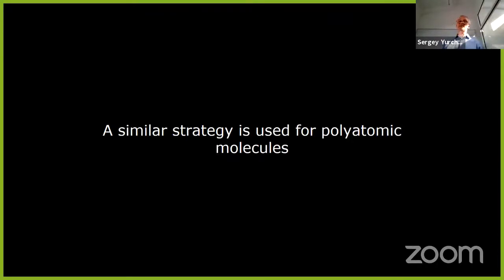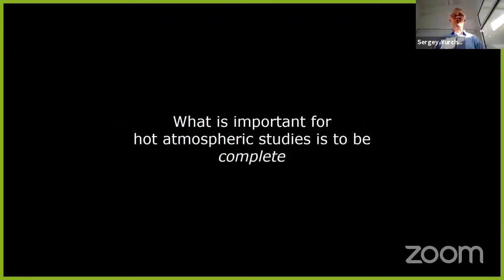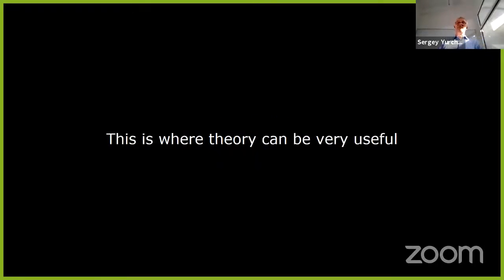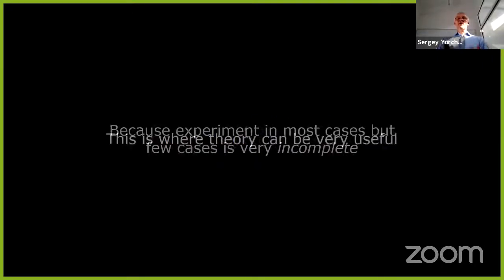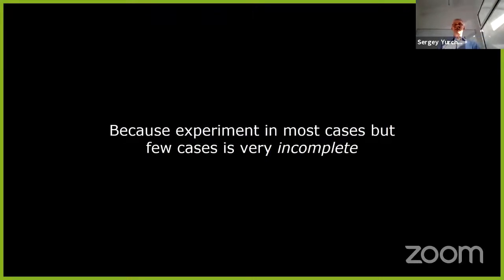So we are dealing with billions of lines when we compute the spectra of these molecules, especially at hot temperatures. What is important for hot atmospheric studies is to be complete. That's the main strength our methodology comes from. This is where theory can be very useful, because experiment in most cases, I would say almost all cases, is very incomplete.